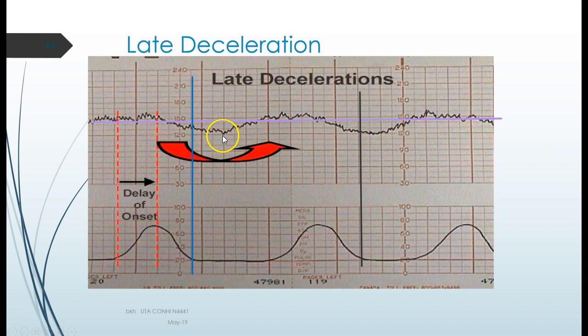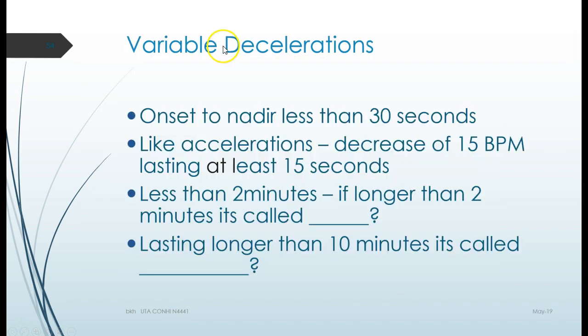So I have a few more minutes. This one doesn't make me panic as much as I would panic if this was absolutely flat, because both the absent variability and our late decel tells us we've got a hypoxic kiddo. So variable decelerations, onset to nadir, meaning the lowest point of this, is usually less than 30 seconds. Like an acceleration, we only talk about those decreases if they're more than 15 beats per minute and they last for more than 15 seconds.